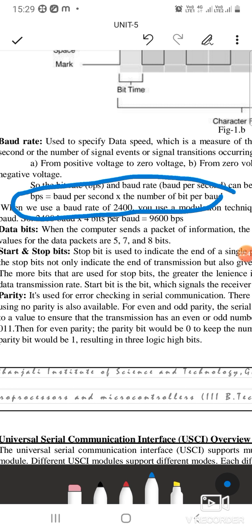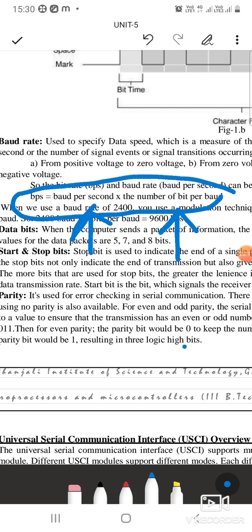BPS, bits per second, is the number of bits you are transmitting per second. In communication, you need to measure the speed at which you are transmitting the data. It depends on the number of bits you are transmitting per second, which is the speed for your serial communication. So BPS is nothing but the bit rate. It is the number of bauds you are transmitting per second times the number of bits per baud. An example is also given here.